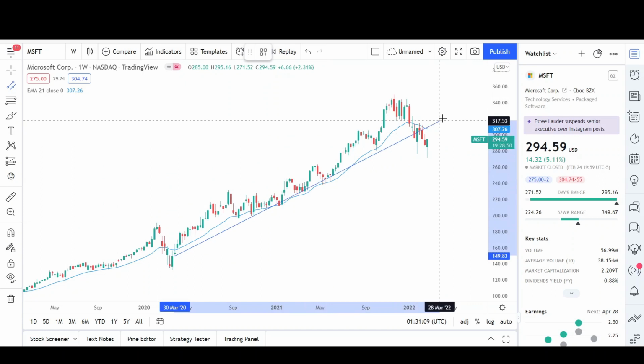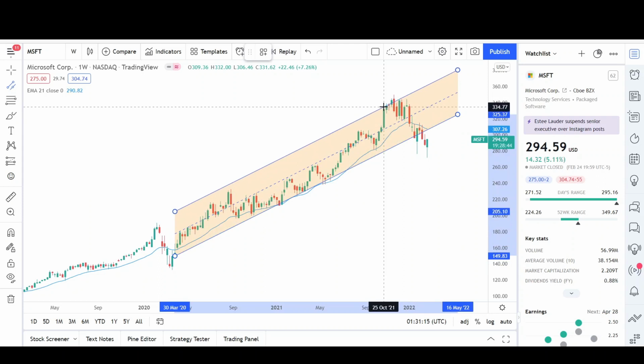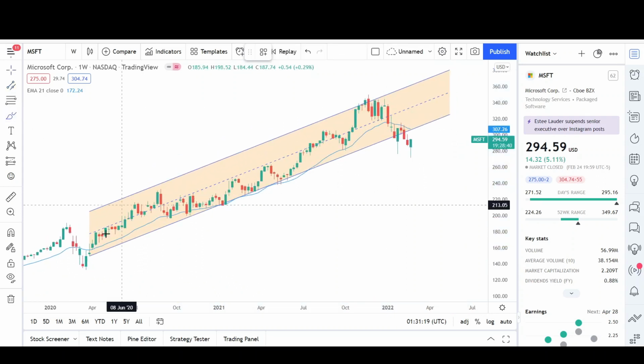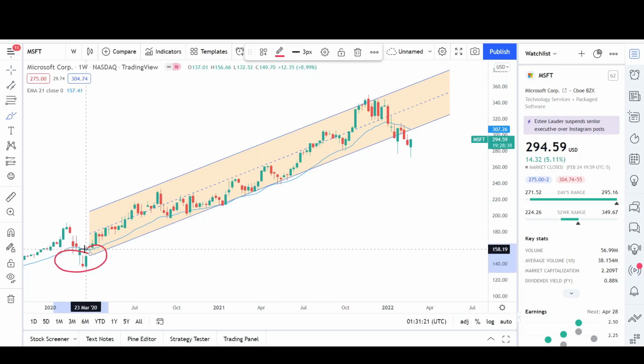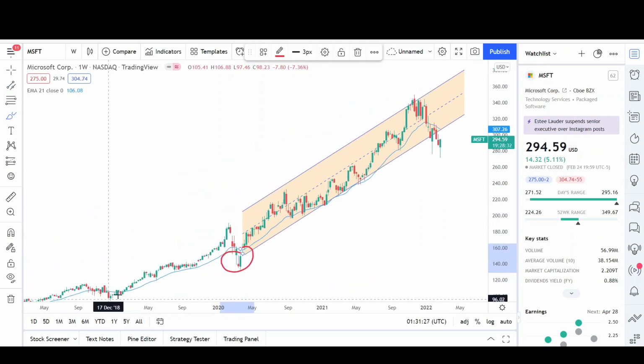So let's take a look at the weekly chart. You can see that since 2020 we've been in this uptrend. I believe this is the channel that's fitting against the price action the best. You can see that we have not been below the EMA since 2020, so that's pretty much 2 years. March of 2020 we got below the EMA. Before that we were also most of the time above it.